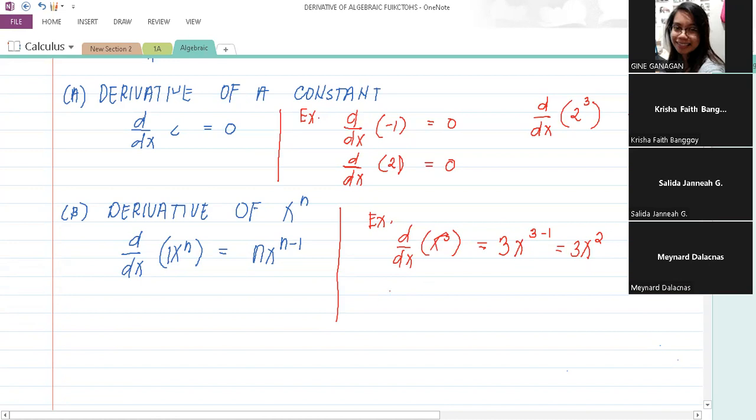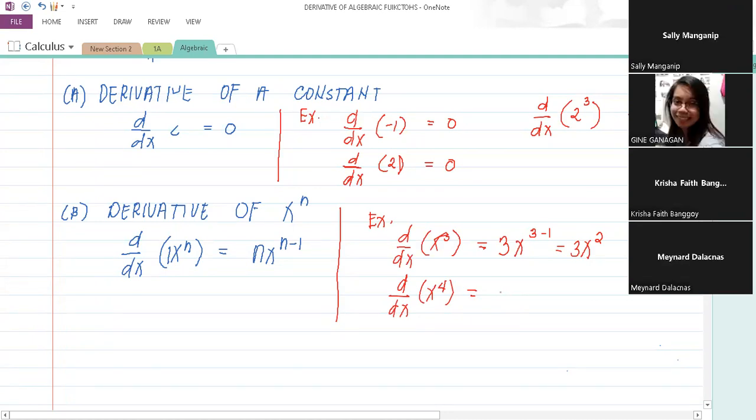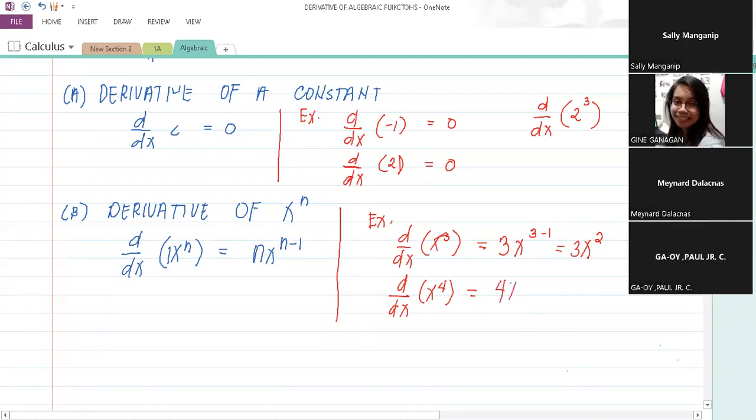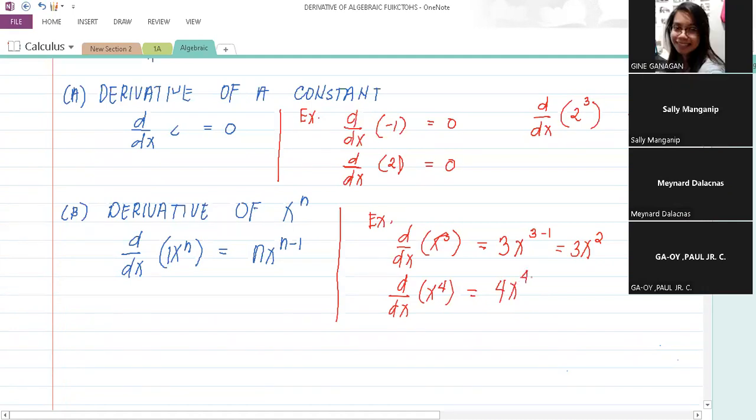Okay, so let's have another example. Solve for the derivative of x raised to 4. Anyone who can give me the derivative of x raised to 4? O Miss Manganip? Ma'am, 4x raised to 3. Okay, 4x raised to 3. So paano nakuha yung 3? That is the 4 minus 1. So 4x raised to 3 is the derivative of x raised to 4.